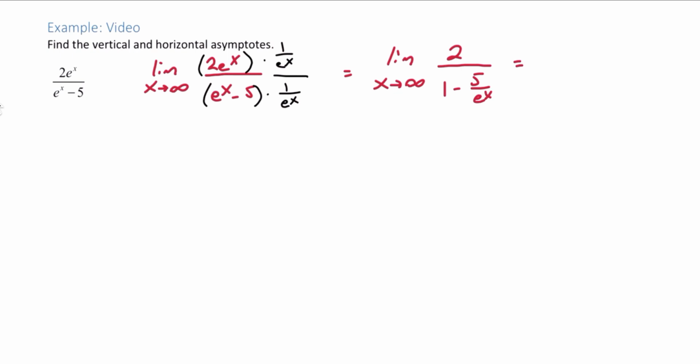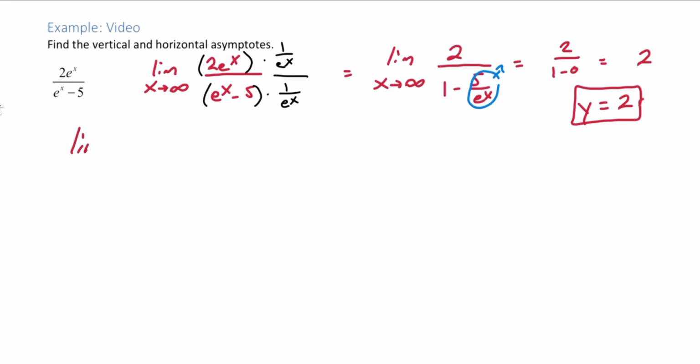And now if we evaluate the limit, notice that the fraction is going away to 0 because the denominator is getting really big. So we have 2 over 1 minus 0, or 2. That means we have a horizontal asymptote at y equals 2.